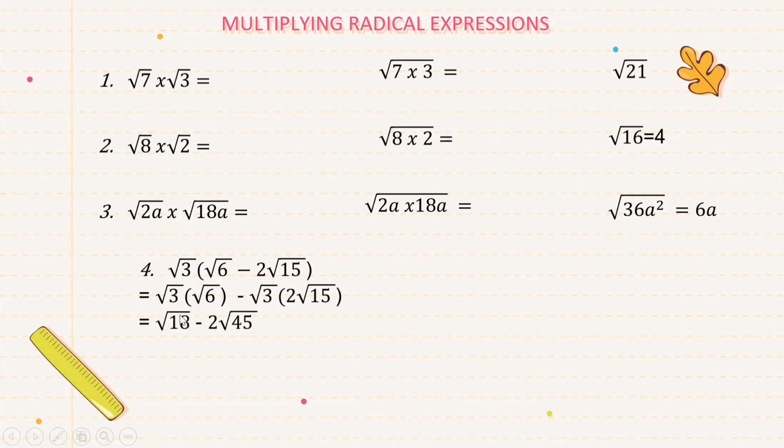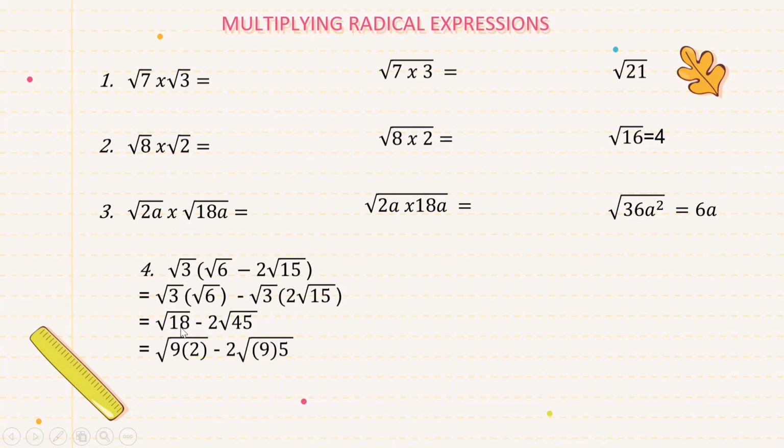So, i-multiply na natin. So, square root of 3 times the square root of 6 is equal to square root of 18 minus the square root of 3 times 2 square root of 15. So, square root of 3 times the square root of 15 is equal to square root of 45. Kaya siya naging 2 square root of 45. So, this is not our final answer kasi pwede pa natin siyang i-simplify.